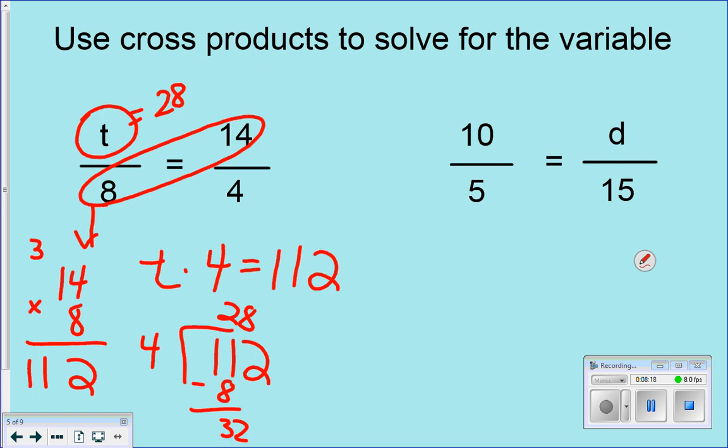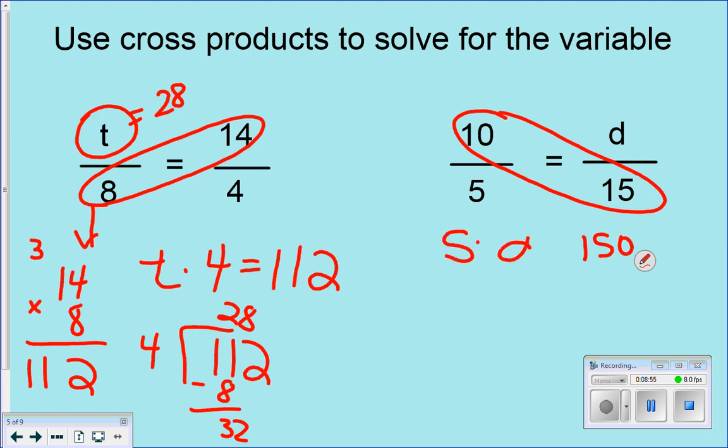Okay. Let's do this one. So I have 10 over 5 equals d over 15. Now, Cadence's way could work here. Zane's way is always going to work. That cross multiplying, that cross product stuff is always going to work. But guess what? This one works Cadence's way. What times 5 gives me 15? So what's 10 times 3? So d equals 30. If I would do it Zane's way, I know 10 times 15 is 150. So 5 times d is 150. I divide by 5. Guess what d still equals?